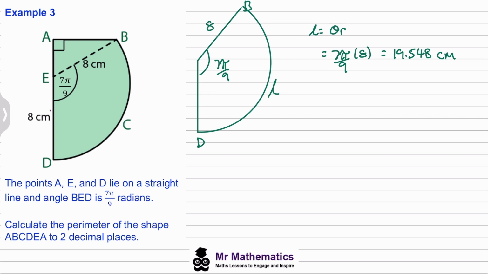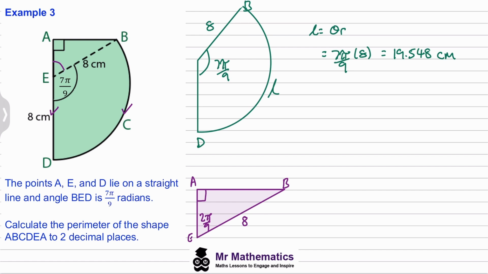So we have the length E to D. We now have the arc length. We just need to work out the length A to E and A to B. And this is a right angled triangle where we're given the hypotenuse. And because we're told that AED is a straight line, we can work out this angle using angles on a straight line. So what do you think this angle will be? Well, if 180 is pi radians, then this angle will be pi take away the 7 pi over 9. So this will be 2 pi over 9.